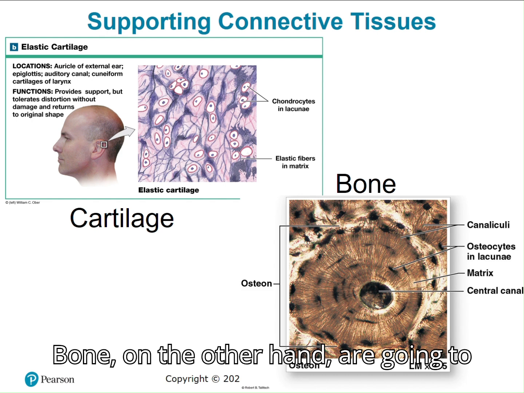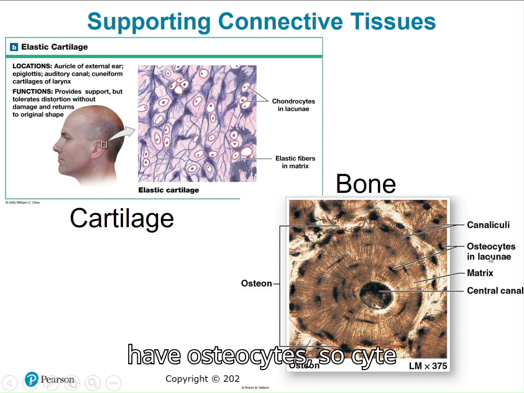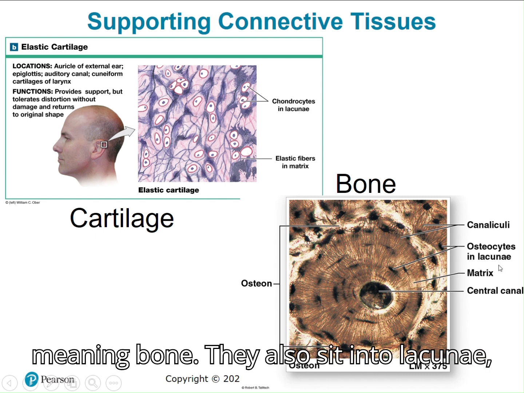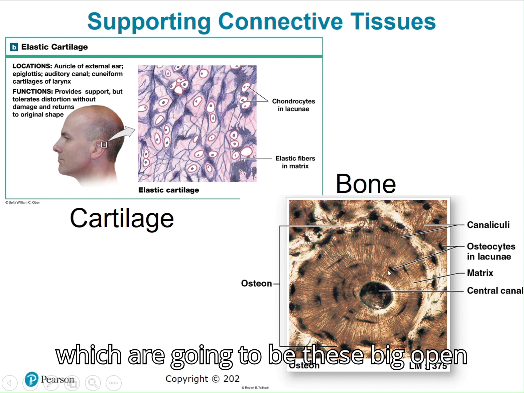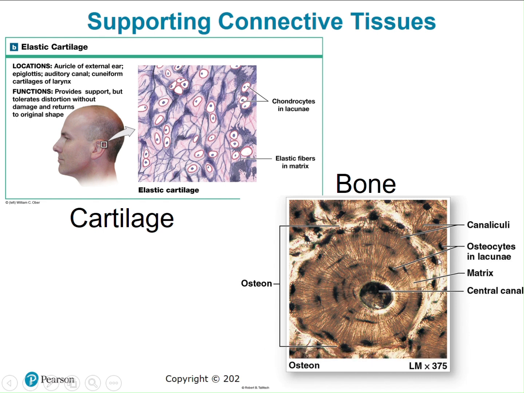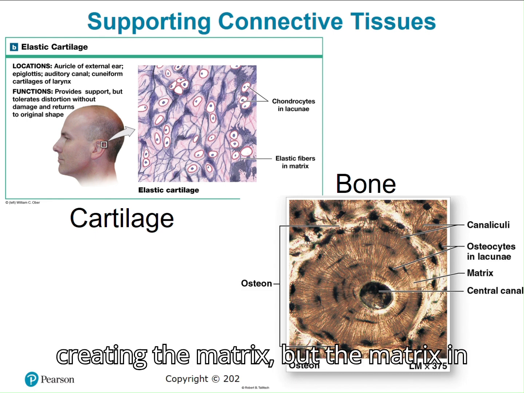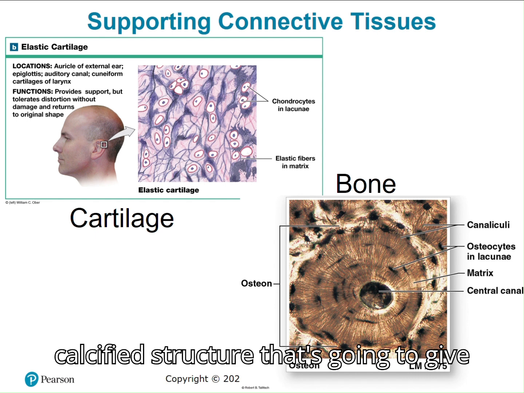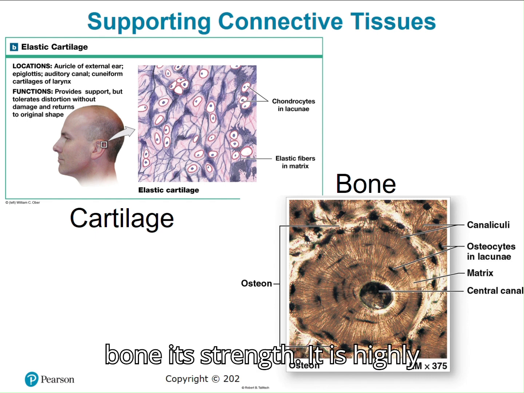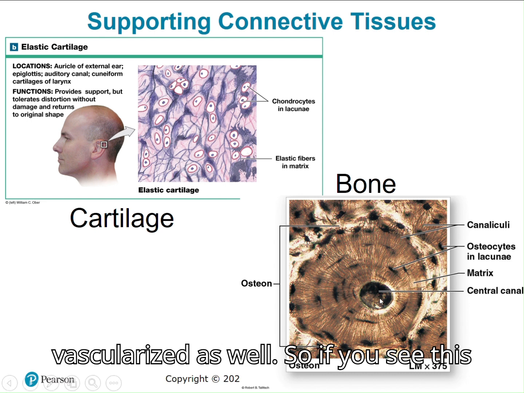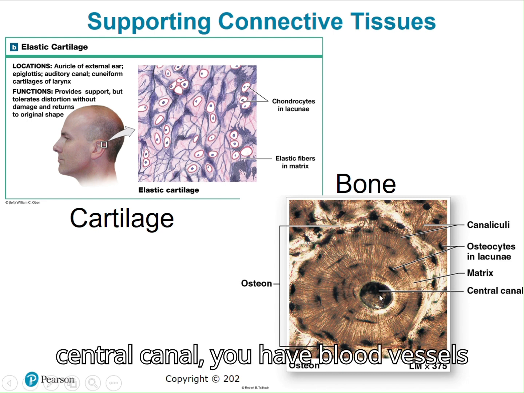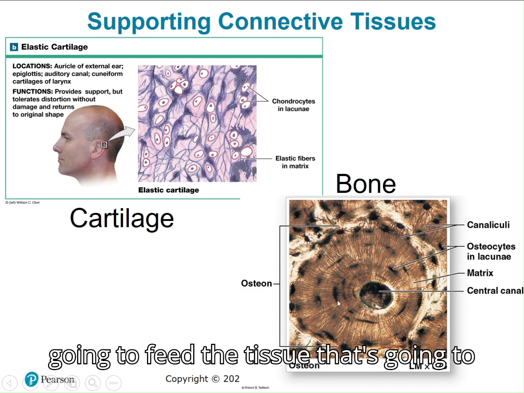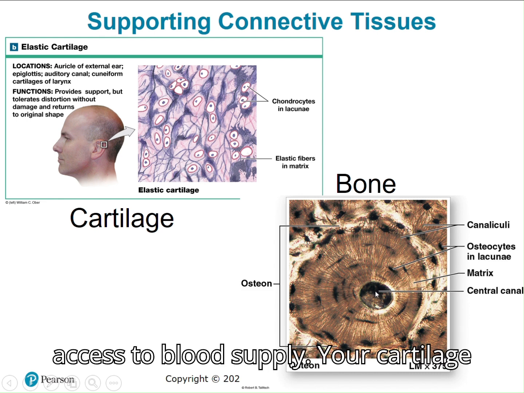Bone, on the other hand, is going to have osteocytes. So cyte is a root word meaning cell, osteo meaning bone. They also sit in lacuna, which are going to be those open spaces. So the osteocytes sit in there. The osteocytes are responsible for creating the matrix, but the matrix in this case is going to be a very hardened, calcified structure that's going to give bone its strength. It is highly vascularized as well, so if you see this very center circle, this is called the central canal, you have blood vessels that run directly through here and are going to feed the tissue surrounding it, so they have direct access to blood supply.